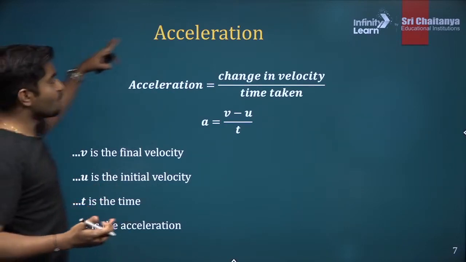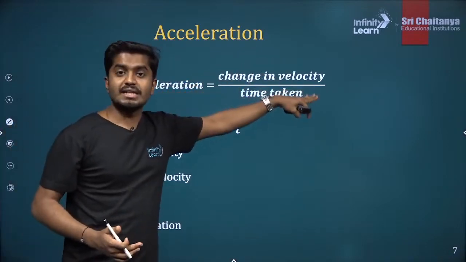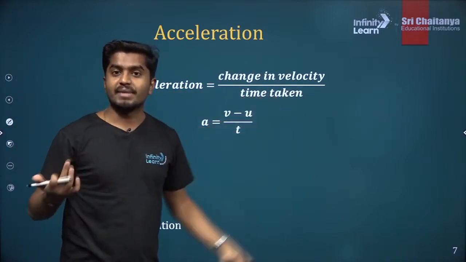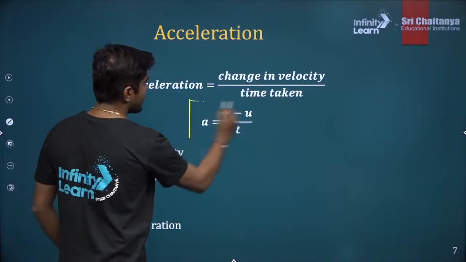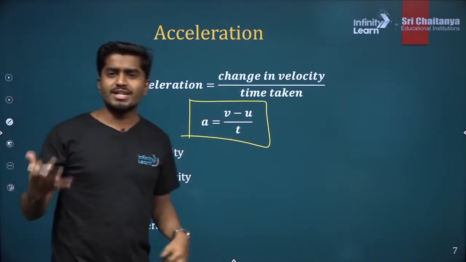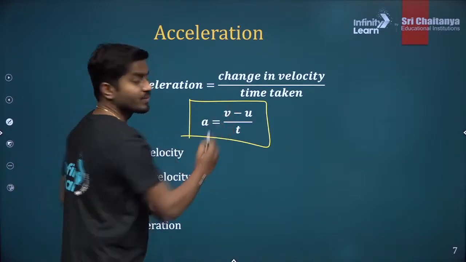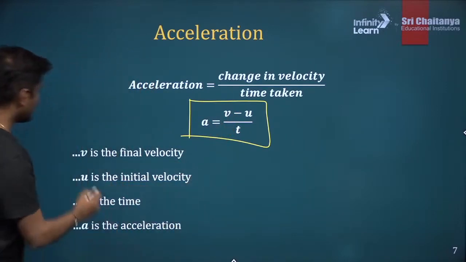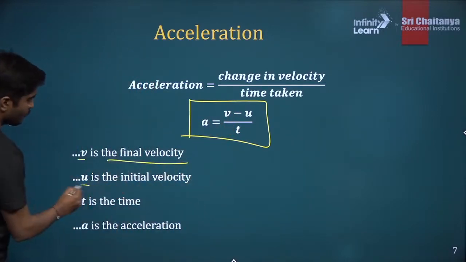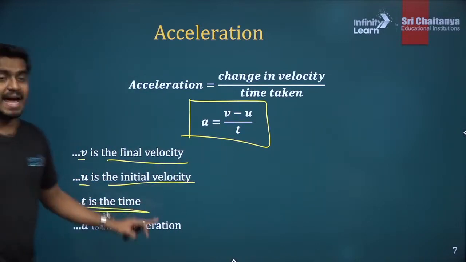Alright. So now what is acceleration? It is nothing but change in velocity divided by total time taken. So that means acceleration is this formula. Remember this formula. A lot of direct questions will come from this formula. What is V? V is the final velocity, U is the initial velocity, T is the time taken, and A is the acceleration.